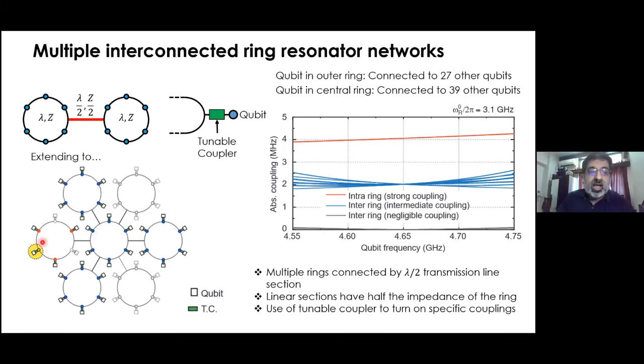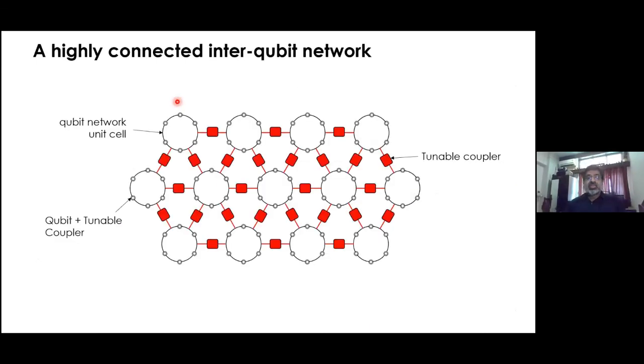So the qubits on the outside rings are connected to 27 other qubits, but the qubits in the inside ring are actually connected to 39 other qubits. They're only not connected to the 120 degree qubits within their ring, and they are connected to every other qubit otherwise. So it's really a remarkable amount of connectivity that is possible for qubits which are far apart from each other, in this nice symmetric fashion. And then you can basically use the couplings on it. So this is basically my last slide.